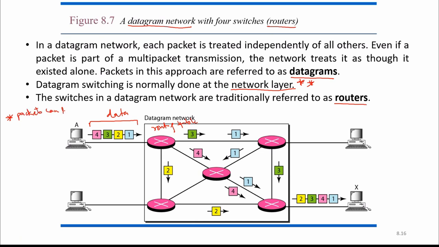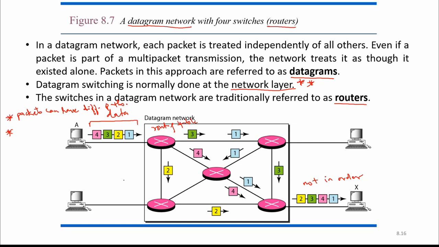Packets can have different paths based on the availability of space at a particular router. And these datagrams may not be received in order. It is not necessarily true that each packet will be received in order.